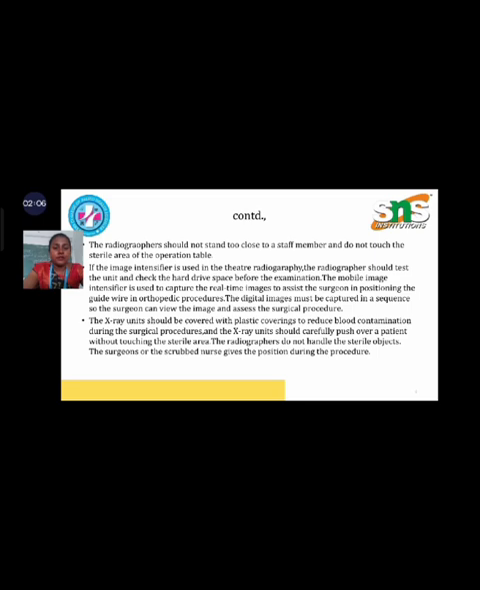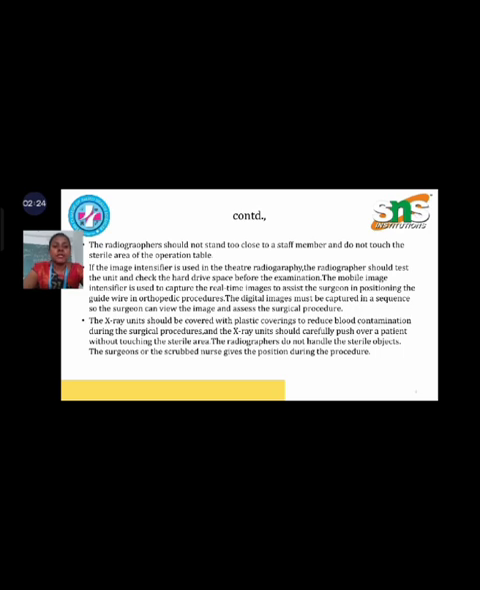The radiographers should not stand too close to a staff member and should not touch the sterile area of the operation table. If the image intensifier is used in theatre radiography, the radiographer should test the unit and check the hard drive space before the examination.